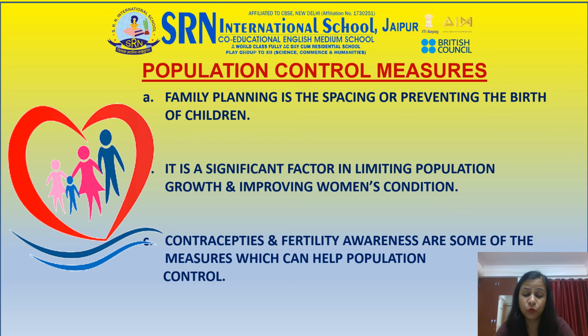Now let's talk about a few population control measures. Whenever we are talking about population control measures, we often talk about a term called family planning. What is family planning? Family planning is actually the spacing or preventing of the birth of children. It is a significant factor because it limits population growth and of course improves women's conditions. Contraceptives and fertility awareness are some of the measures which can help in population control.